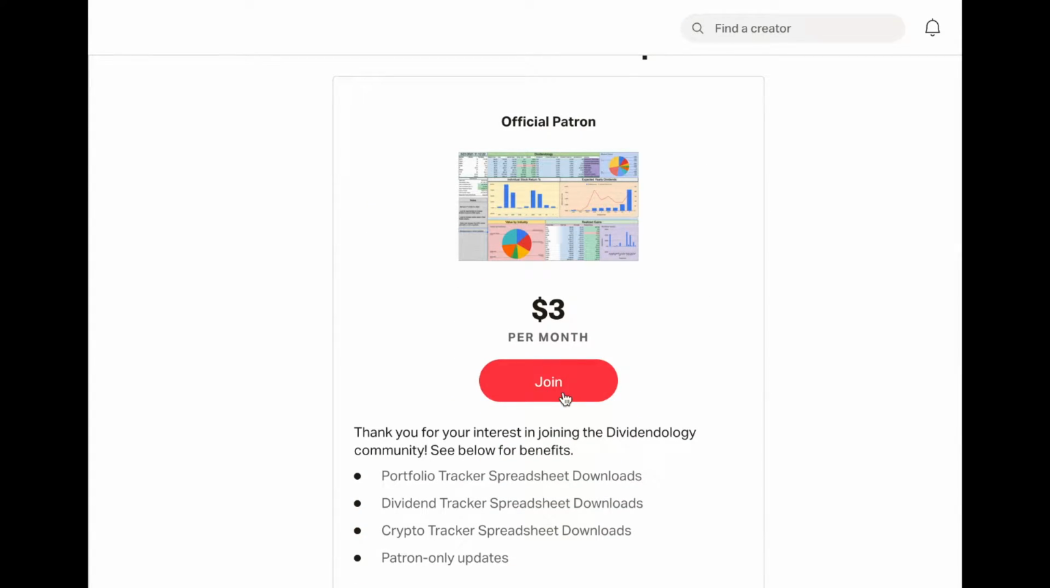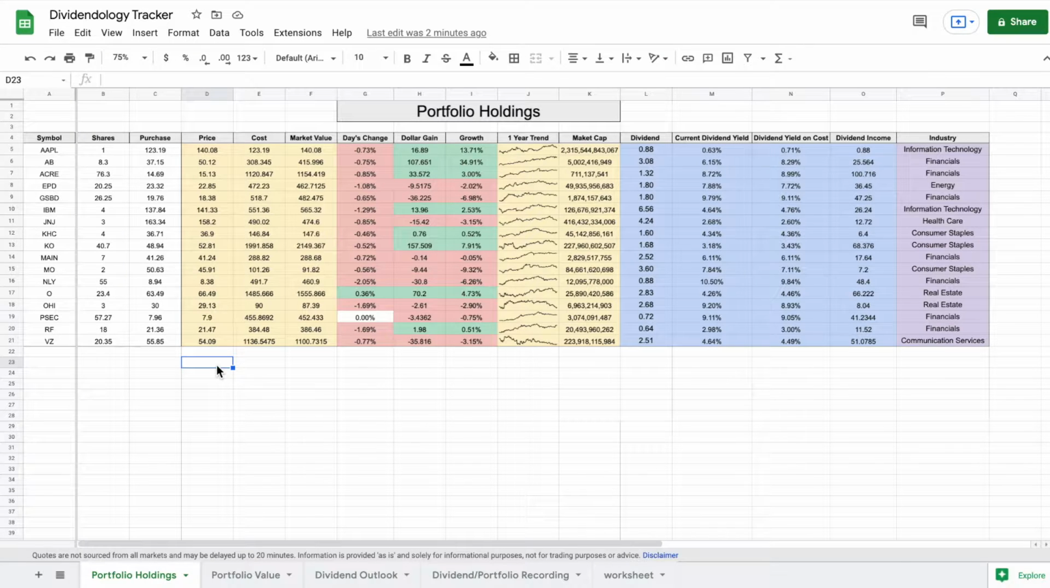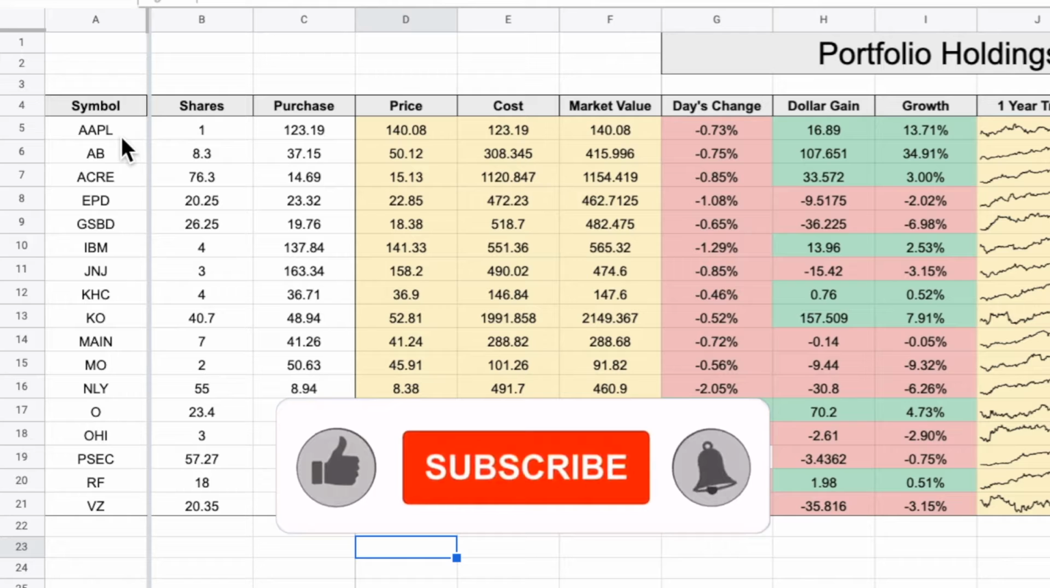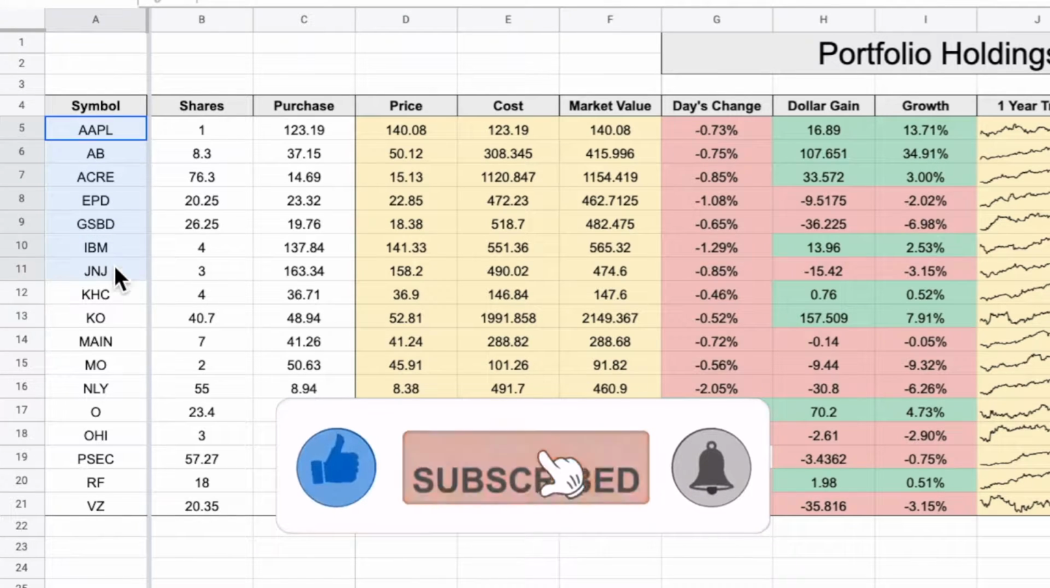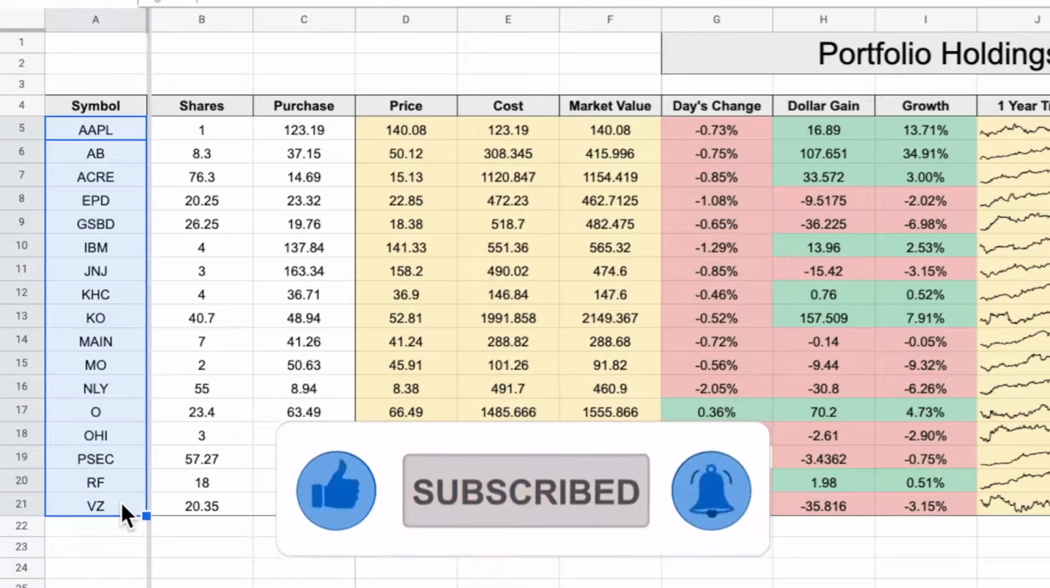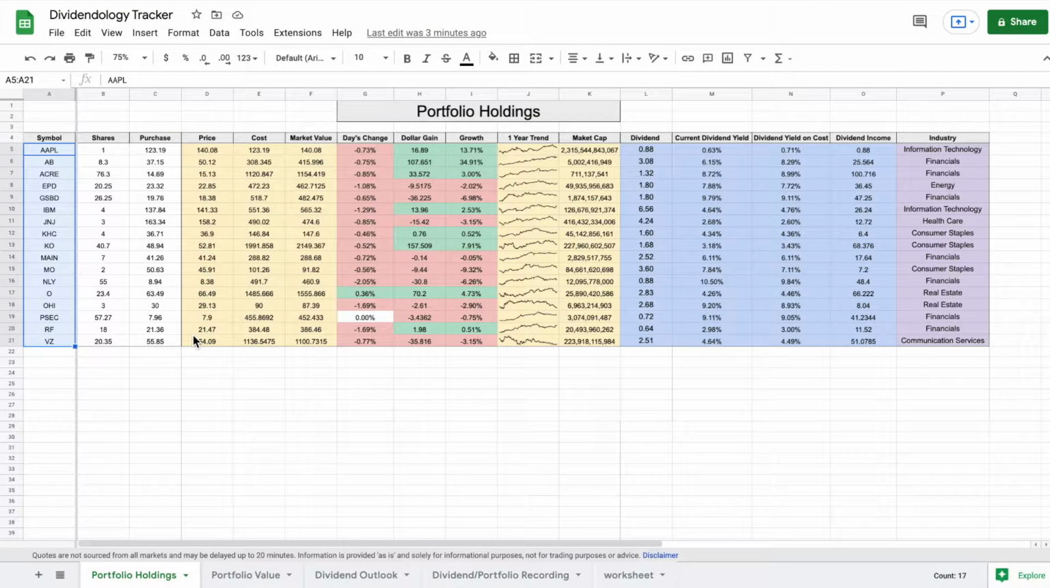So with that being said, let's go ahead and jump into my dividend portfolio. Let's start by taking a look at my portfolio's current holdings. If we look right here, we can see the symbol for all the holdings in my portfolio currently, and I have about 17 stocks currently in my dividend portfolio.